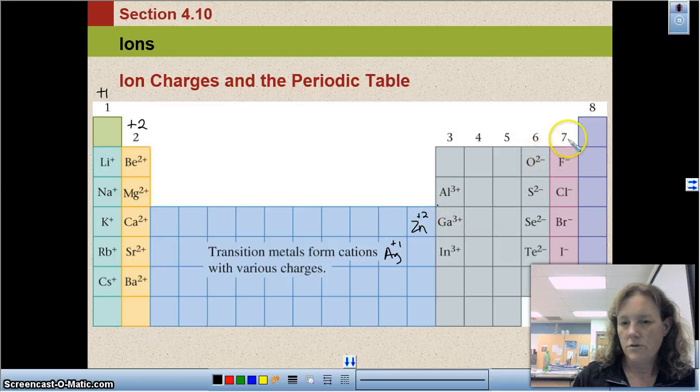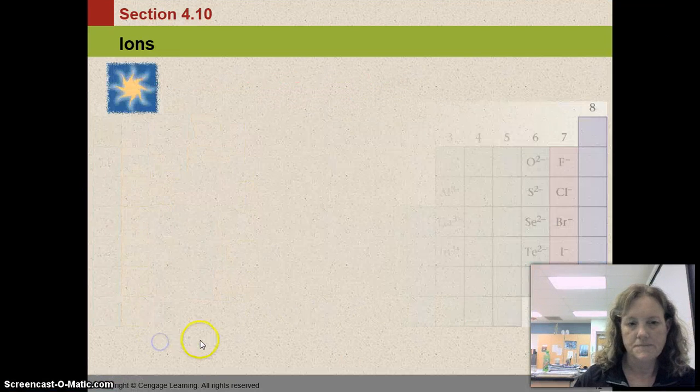And over here in group 7 or 17, these form a minus 1. So I put minus 1 here. And most of these in group 6 form a minus 2. So we put that there. And we'll talk about other trends as we go along throughout the year.